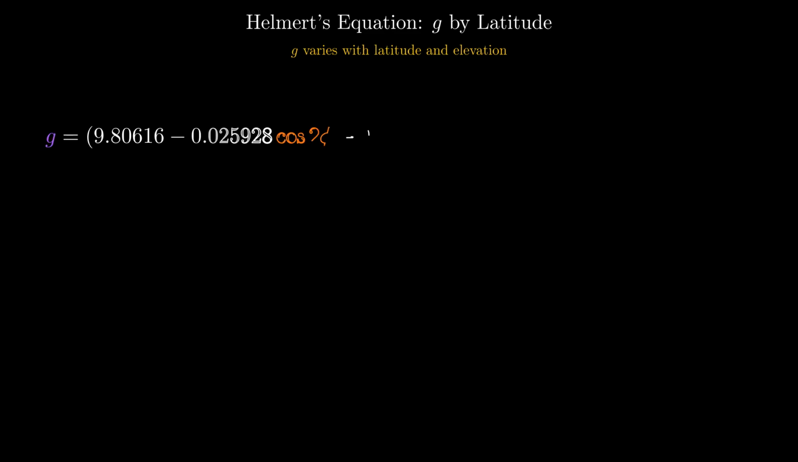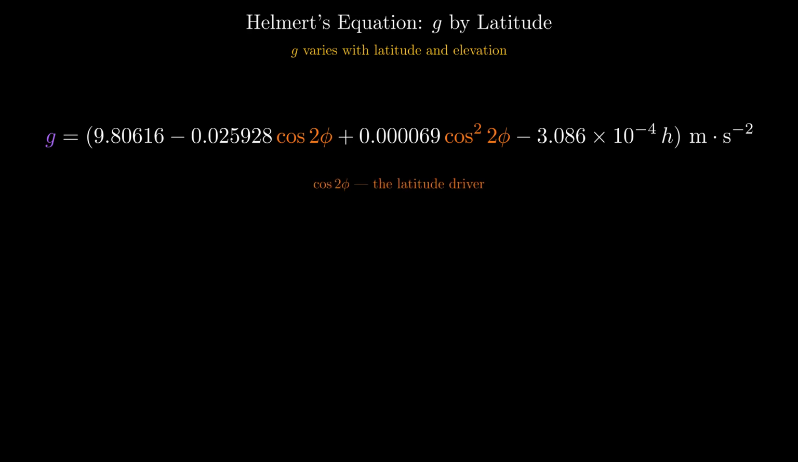But g is not one fixed number across the planet. Its true value drifts with latitude and elevation, and Helmert's equation pins it down. On screen, g equals a base value near 9.81 minus a term proportional to the cosine of twice the latitude, plus a small correction in that cosine squared, minus a term that subtracts gravity as you climb in elevation. Watch what the latitude does.